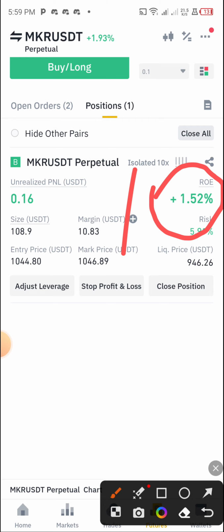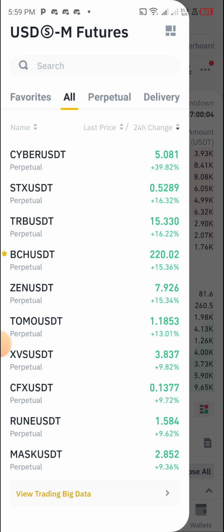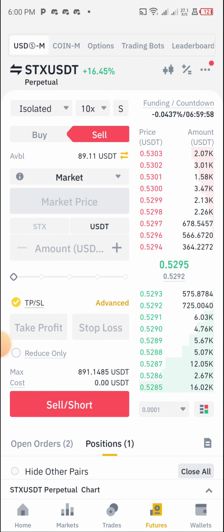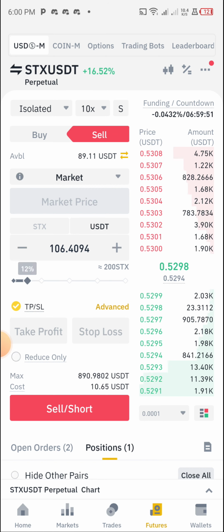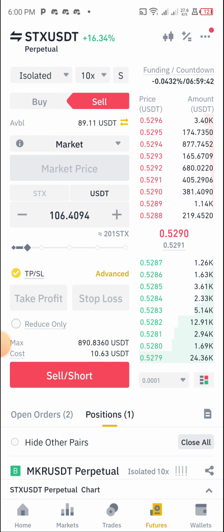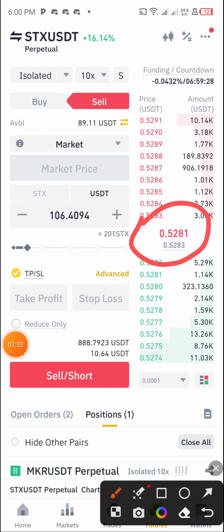Now, I want to take another trade. STX. Let me take a sell trade this time. I'll put it on isolated. Now, I'm selling because I'm bidding on the market to go down. In futures, you can buy or sell to make money. So I'm placing a short slash sell trade now for the price of this asset to go down. I'm going to put my stop loss higher than this current price right here.